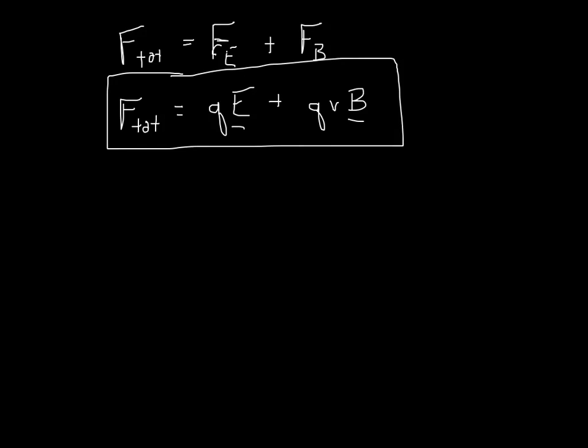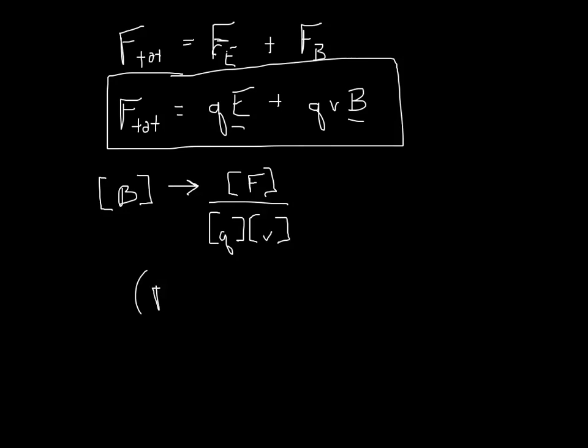So let's take a closer look at these fields that we're talking about, the magnetic field in particular. So if I want to know the units of a magnetic field, how can I find those? Units of a magnetic field are going to be equal to the units of force divided by the units of charge times the units of velocity. This comes from our definition of the magnetic force, F equals Q times V times B. So the units of our magnetic field are going to be newtons divided by coulombs times meters per second.